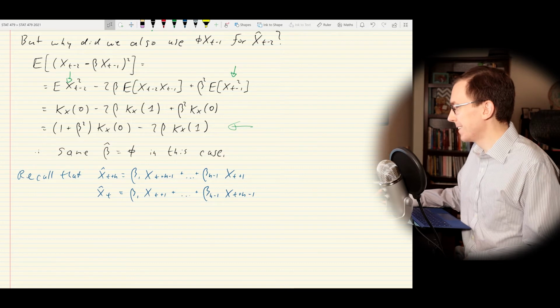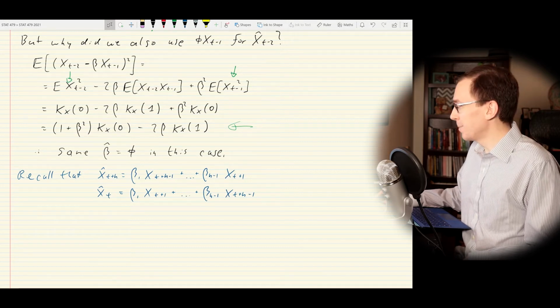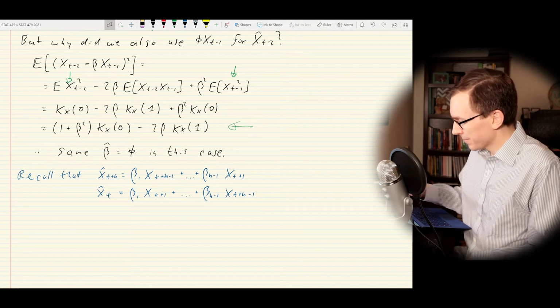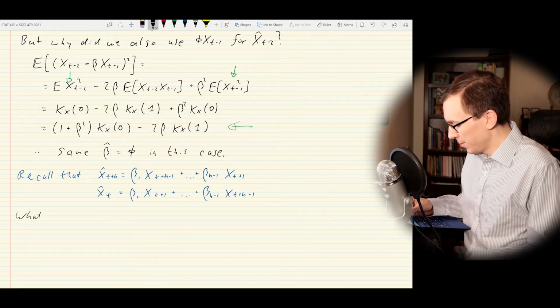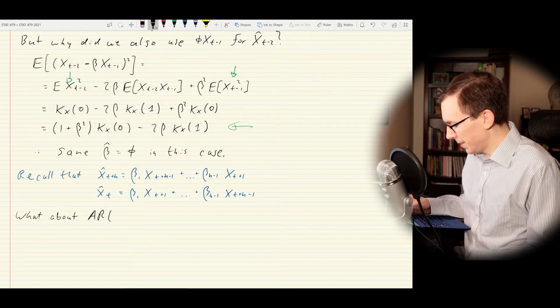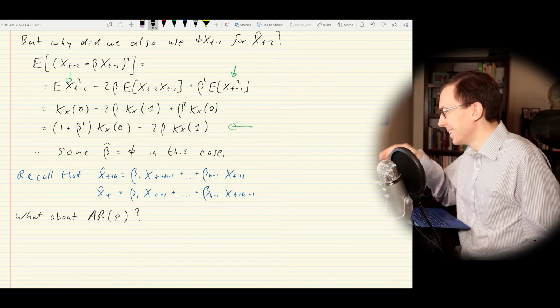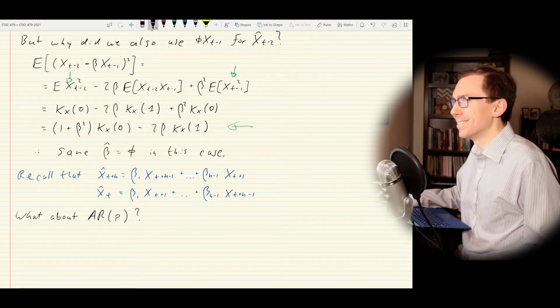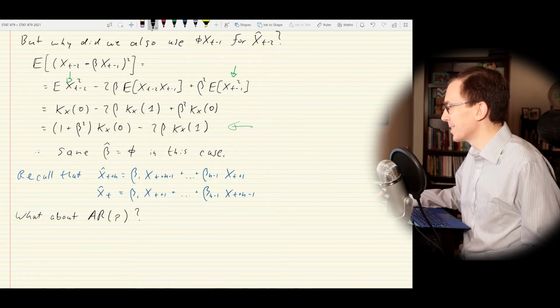Cool, so we got that. Yeah, but this is just for the AR1 process. So what we really want to do is go a little bit further. So now the question is, what about AR(p)? I always want to say AARP, but that's a different thing that I don't have to worry about yet, and probably most of you don't either, especially since you're watching this on YouTube.